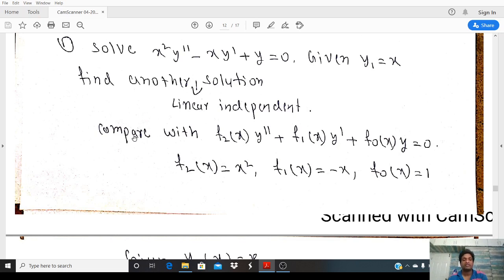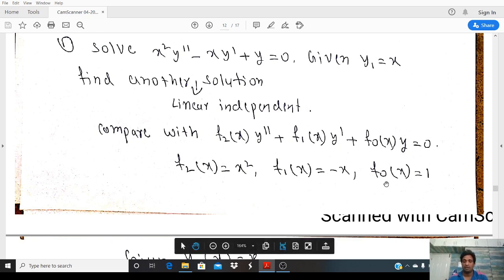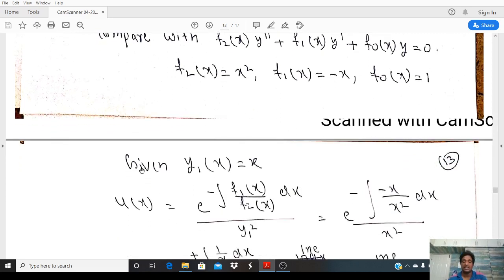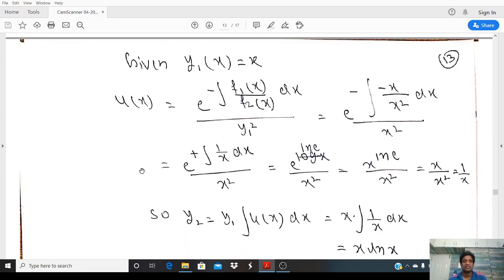First, we compare this problem with the general standard form, that is f2 of x times y double dash plus f1 of x times y dash plus f0 of x times y is equal to 0. Comparing, f2 of x is equal to x square, f1 of x is equal to minus x, and f0 of x is equal to 1. Generally, we don't use f0 of x in the formula. And the solution given in the problem is y1 of x is equal to x.